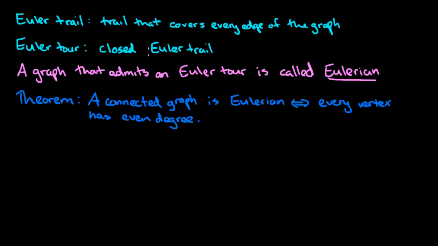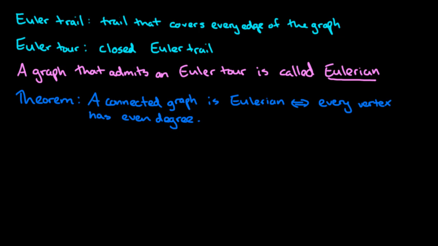Whereas if it is a closed Euler trail, which means that it does start in the same vertex that it ends, then that's called an Euler tour. So just keep in mind that an Euler tour is a closed Euler trail. And if the graph has such an Euler tour, then it's called Eulerian. And we saw in a previous video that a connected graph is Eulerian if and only if every vertex has even degree. And we went through the proof of it, but I just want to give a brief reminder for how the proof works.